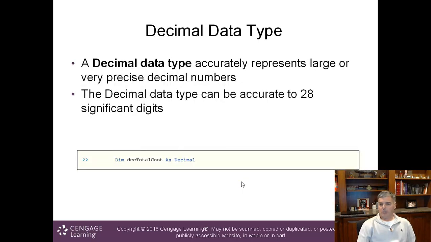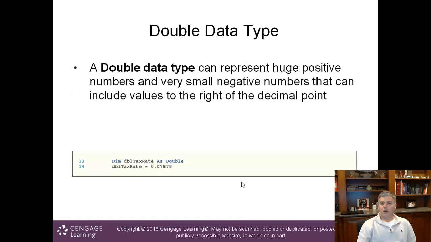The decimal data type accurately represents large or very precise decimal numbers. A decimal data type can be accurate up to 28 significant digits. That's a pretty large number, and I think you remember that was 16 bytes, so it uses a lot of memory. The double data type can represent huge positive numbers and very small negative numbers. It can include values to the right of the decimal point. Remember, the double is a little smaller.